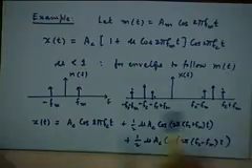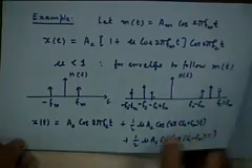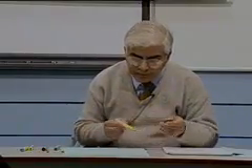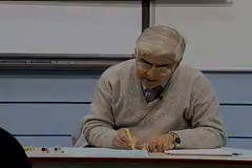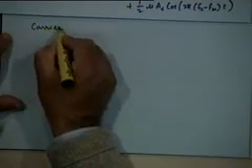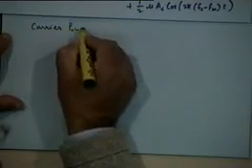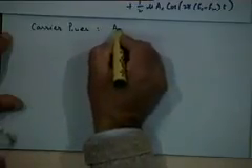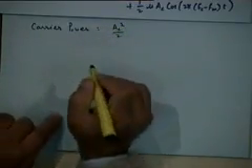Now, how much power is carried by the carrier? So, what is the carrier power? If you keep this there, carrier power will be A sub c square by 2.